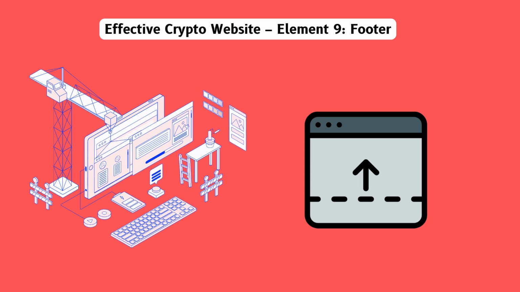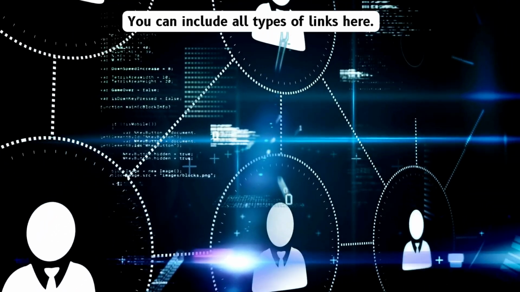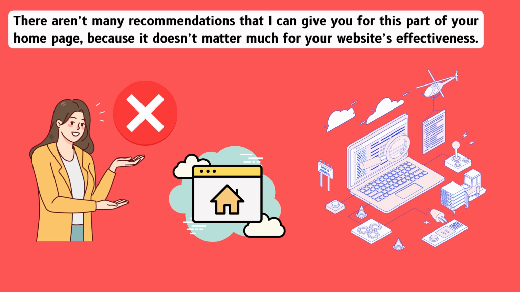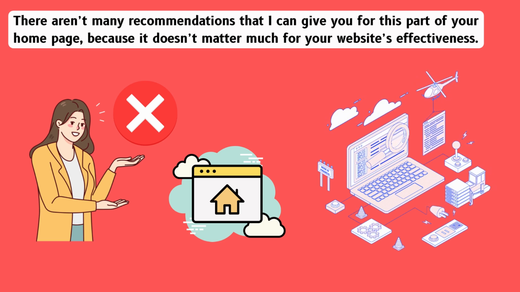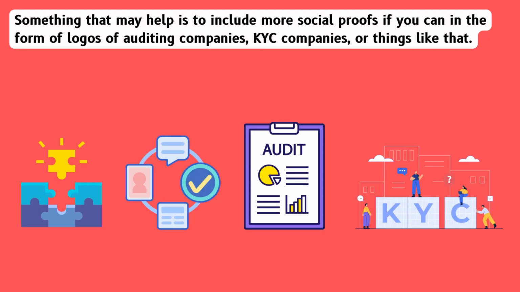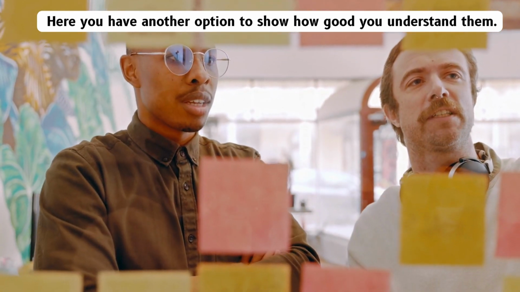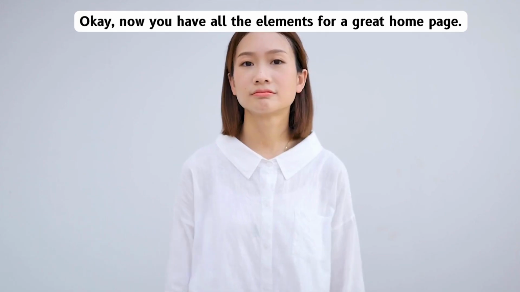Effective crypto website, Element 9: footer. This is the end of the page. There shouldn't be anything after that. You can include all types of links here. There aren't many recommendations that I can give you for this part of your homepage, because it doesn't matter much for your website's effectiveness. Something that may help is to include more social proofs if you can, in the form of logos of auditing companies, KYC companies, or things like that. And certainly, try to include the links that people will look for from a crypto brand like yours. Here you have another option to show how well you understand them.